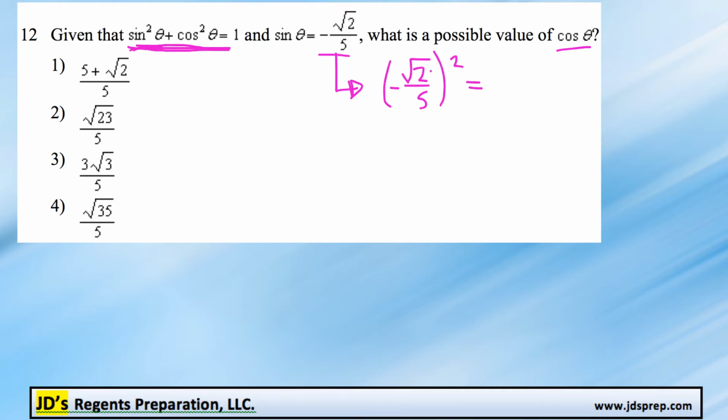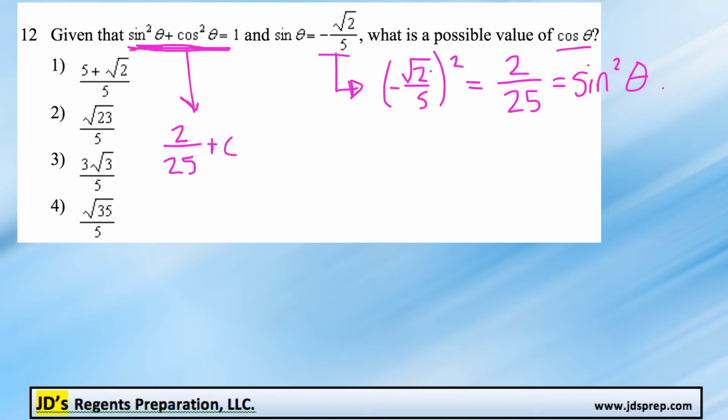In the numerator, root 2 squared would just become 2. And in the denominator, 5 squared would be 25. So we know that 2 over 25 is the same thing as sine squared theta. So we can plug that value into this equation now. Instead of sine squared theta, we're going to write 2 over 25 plus cos squared of theta is equal to 1.